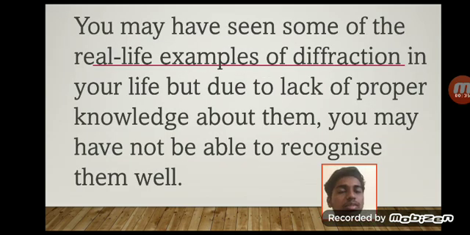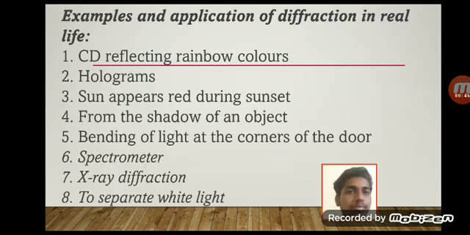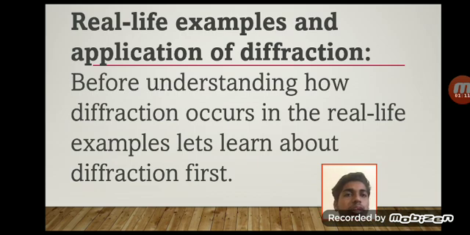You may have seen some real life examples of diffraction in your life, but due to lack of proper knowledge about them, you may not have been able to recognize them well. Examples and applications of diffraction in real life: CD reflecting rainbow colors, holograms, sun appears red during sunset, the shadow of an object, bending of light at the corners of a door, spectrometer, X-ray diffraction, and separating white light.